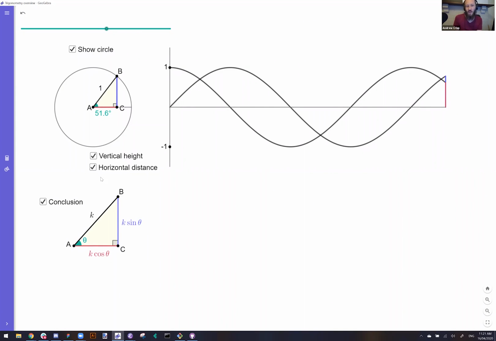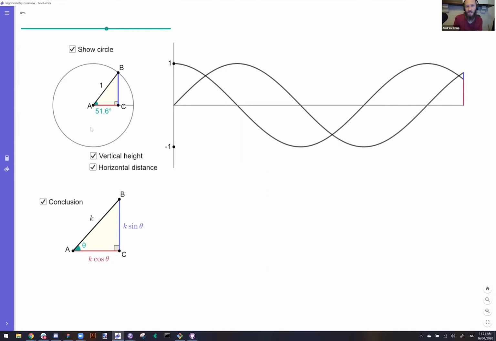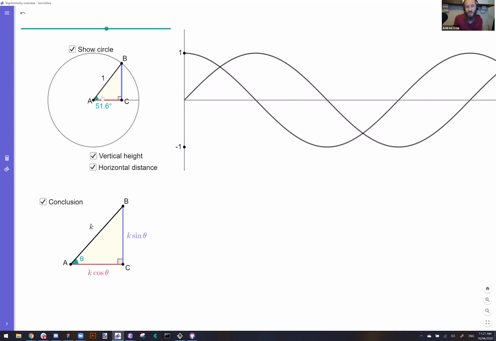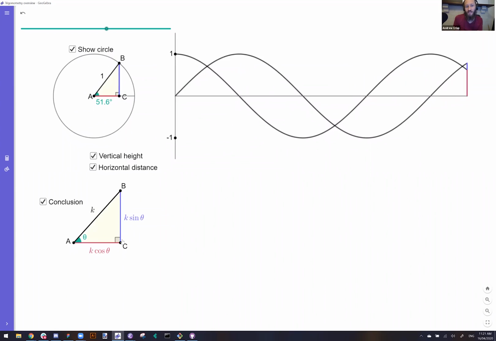But also notice that I've changed this 1 to a k. Why k? Well, it can be any size I like. If I zoom in and out, the proportion of the sides stays exactly the same. So if this is a 1, this would be sine theta, and this would be cos theta. But if the hypotenuse was 2, then this would be 2 times sine theta, and this would be 2 times cos theta. 3 times sine theta, 3 times cos theta.